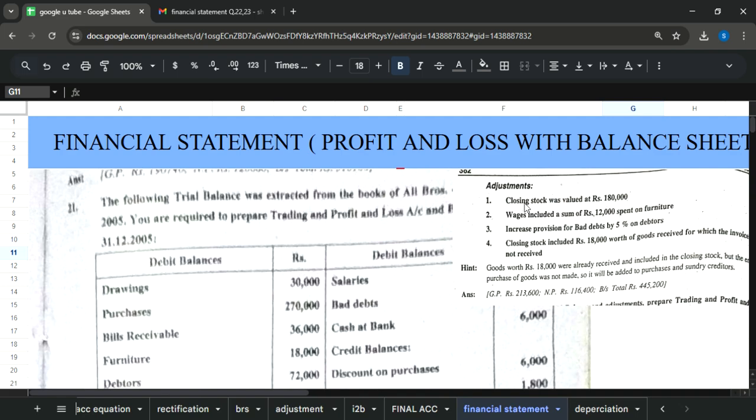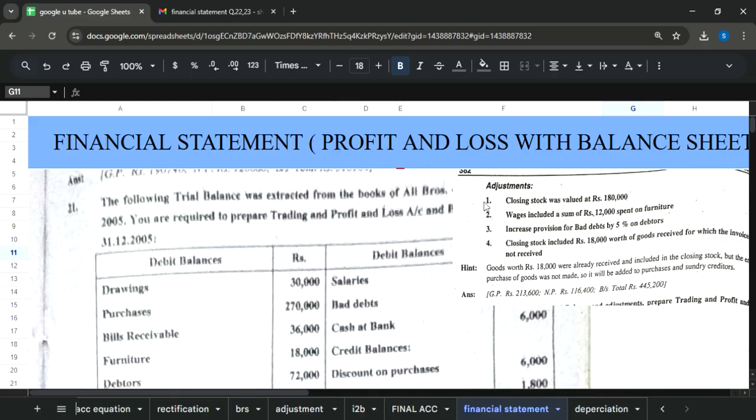So what we will do, these adjustments would be solved as our first step, and then we will focus upon our trial balance, where each element would be entered as our second step. I'm sure you have understood the procedure. Right now we will solve the adjustments as our first step, then we will focus upon the trial balance. So we are ready to start our question.